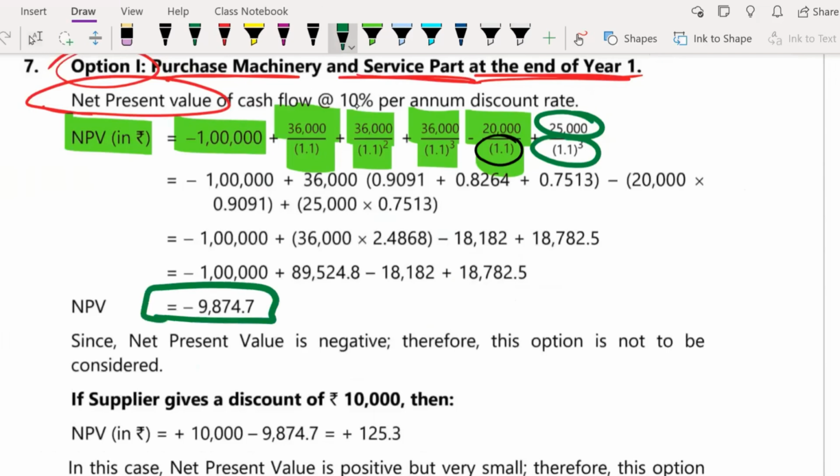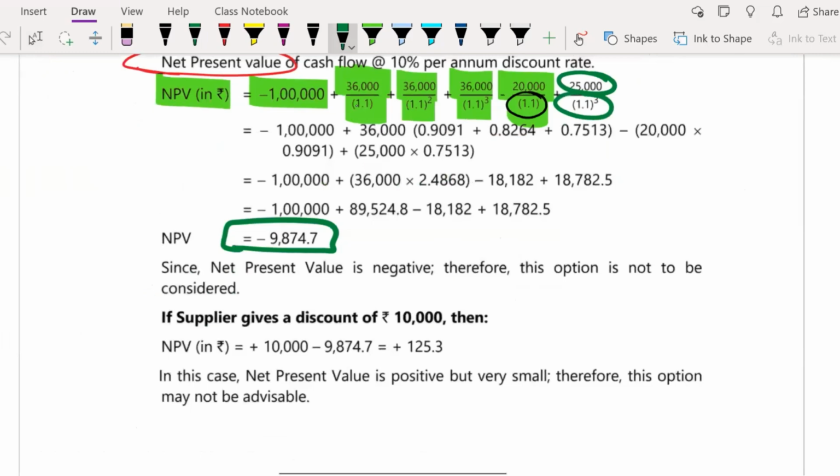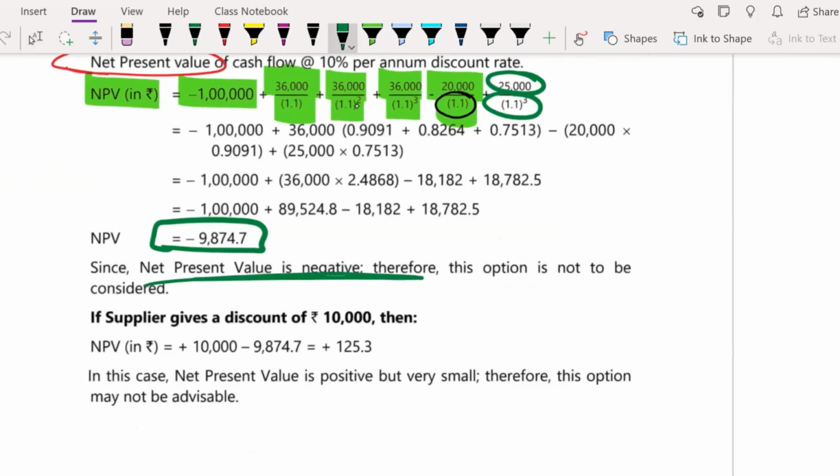So if you discount all of this, then your NPV will be minus 8,000 and minus 9,874. Okay, but here the NPV is negative. Therefore, this option is not considered.